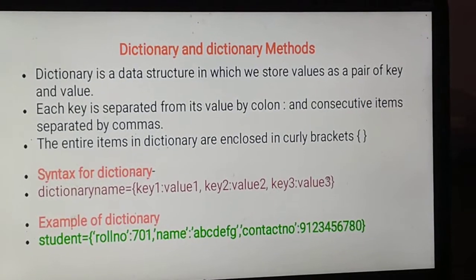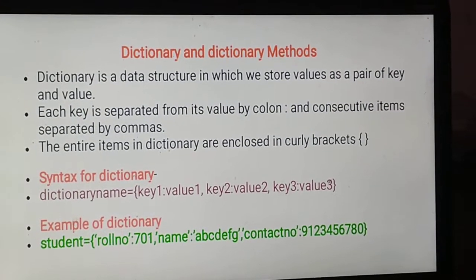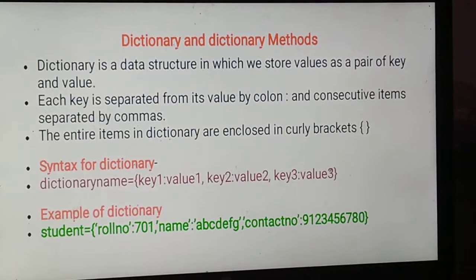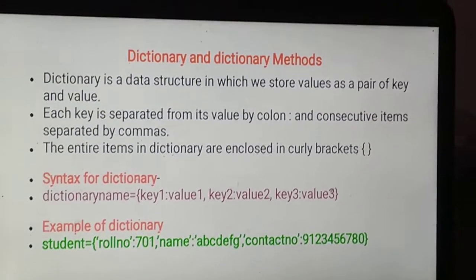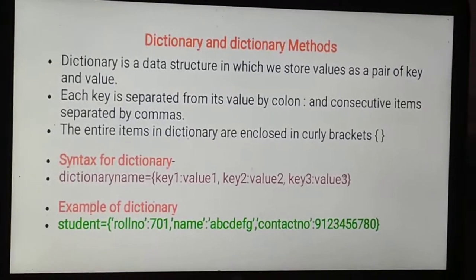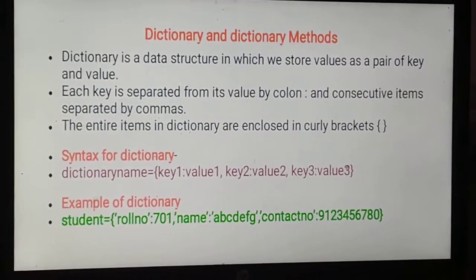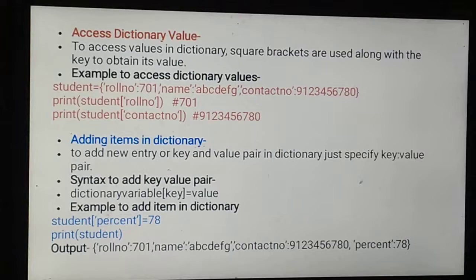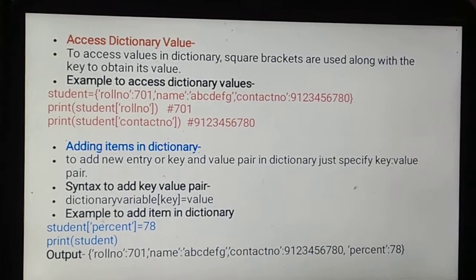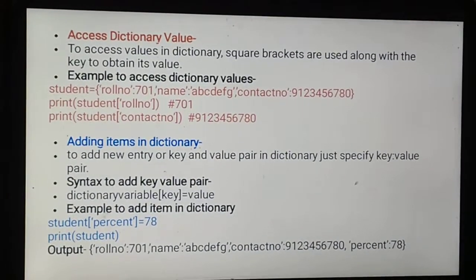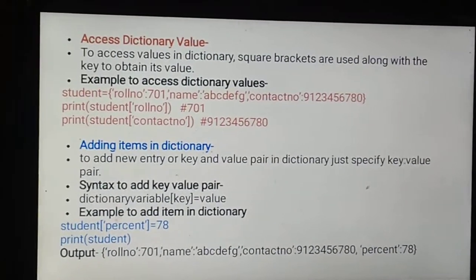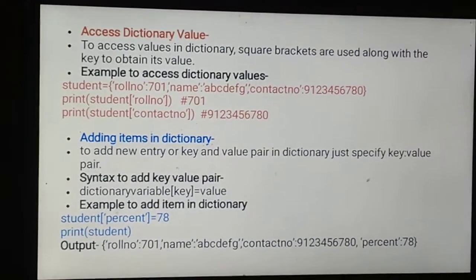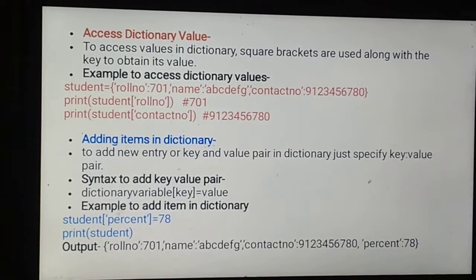What is a dictionary? A dictionary is a data type, and it always comes in a pair of key and value. Key and value should be separated with a colon, every item should be separated with a comma sign, and it should be enclosed in curly brackets. How to access it? Whenever you want to access any element of the dictionary, you have to write its key. Whenever you want to add something, you have to add the key and value pair together inside the dictionary. This is it.